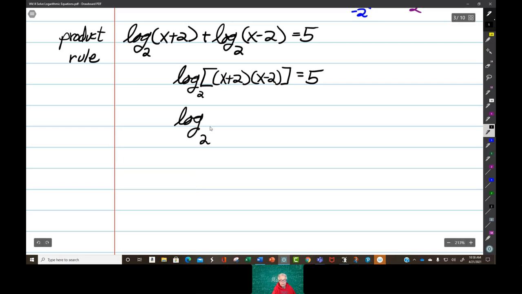So let's go ahead and multiply them. You're going to have x squared minus 4 equals 5. You're going to have x squared minus 2x plus 2x. They zero each other out, the middle terms. And then 2 times negative 2 is negative 4.